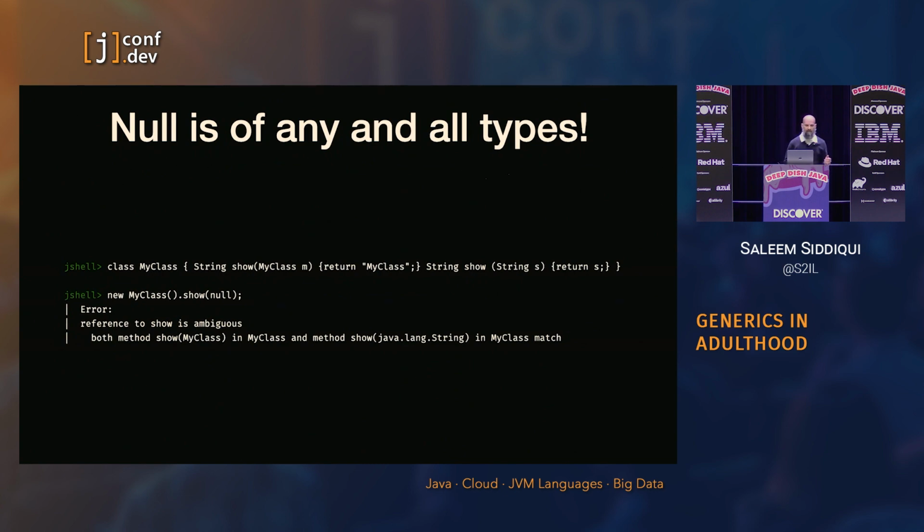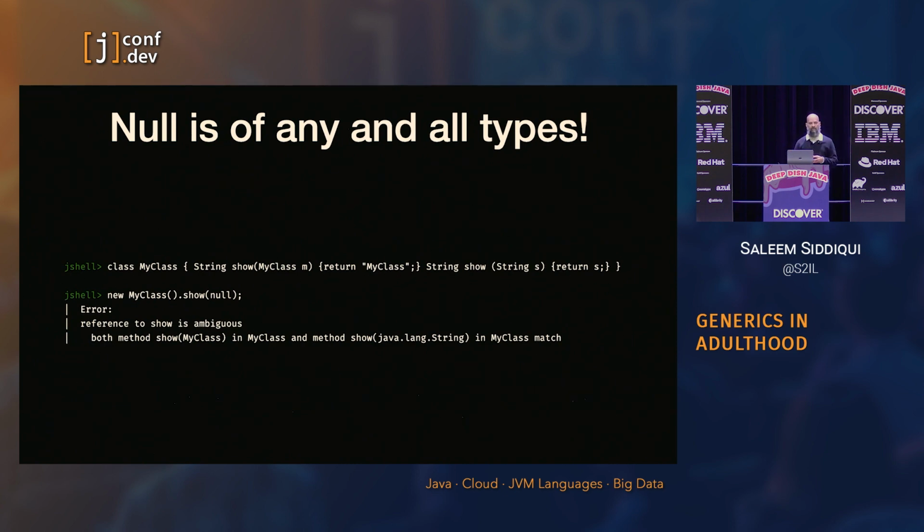Apologies, this is a little bit small font, but really what it is, is this code, which you can run in JShell, or of course you can compile and run it, same thing. So, a one-line class that has two methods with the same name, show, and different parameters, which are not related by any superclass or subclass. One show takes my class, and one takes a string. And of course, string and my class have nothing in common. They are different, distinct classes.